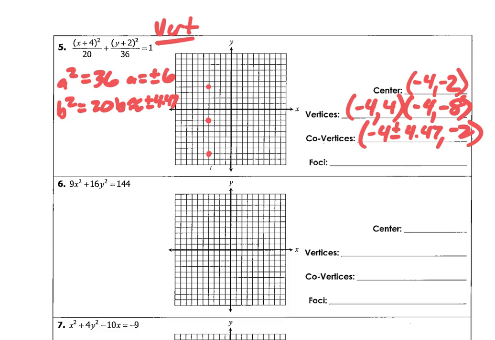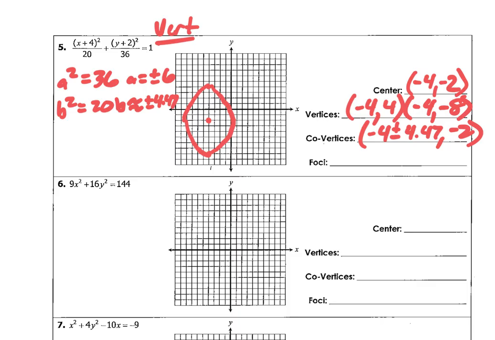Okay, so what makes that a little bit tricky here is from the center, we're going to go about 4.5 to the right and 4.5 to the left. And we're just going to kind of estimate somewhere between 4 and 5. There would be our ellipse.